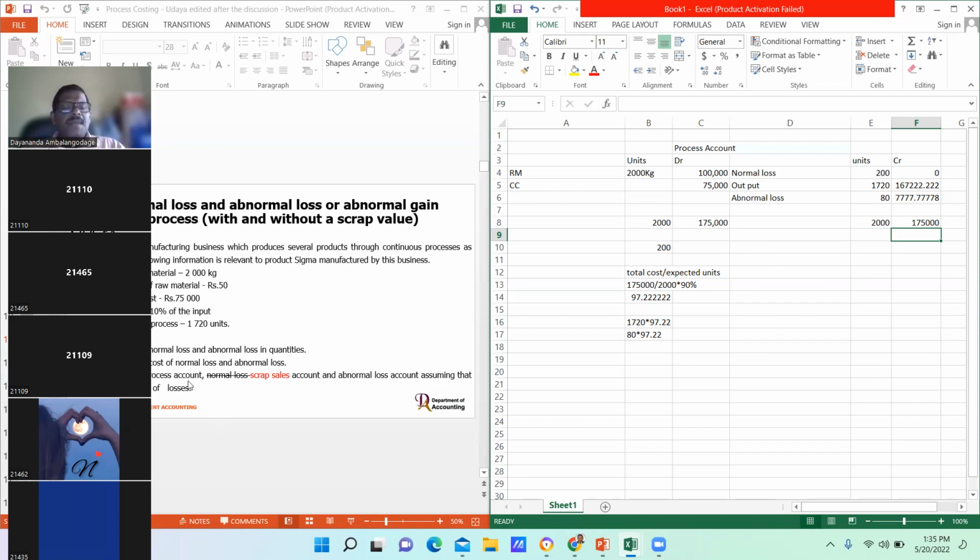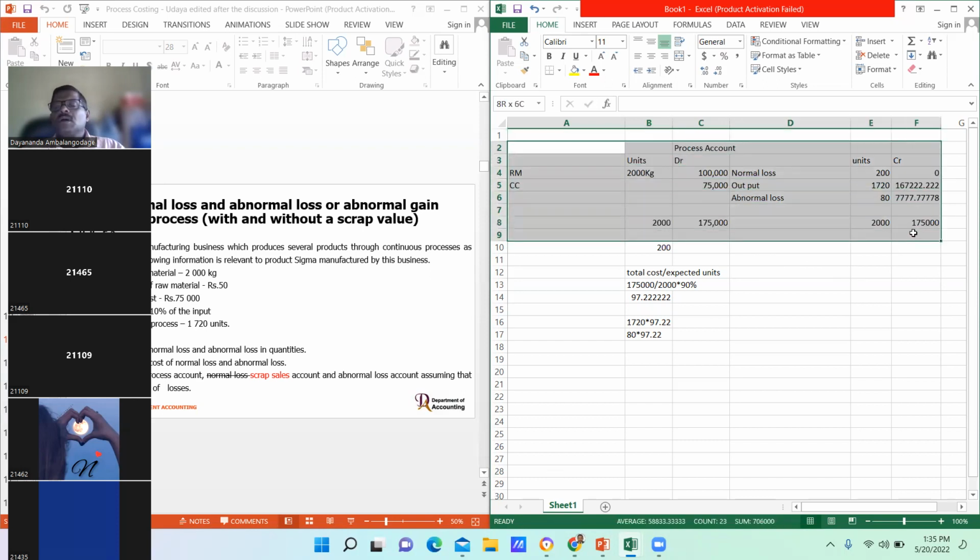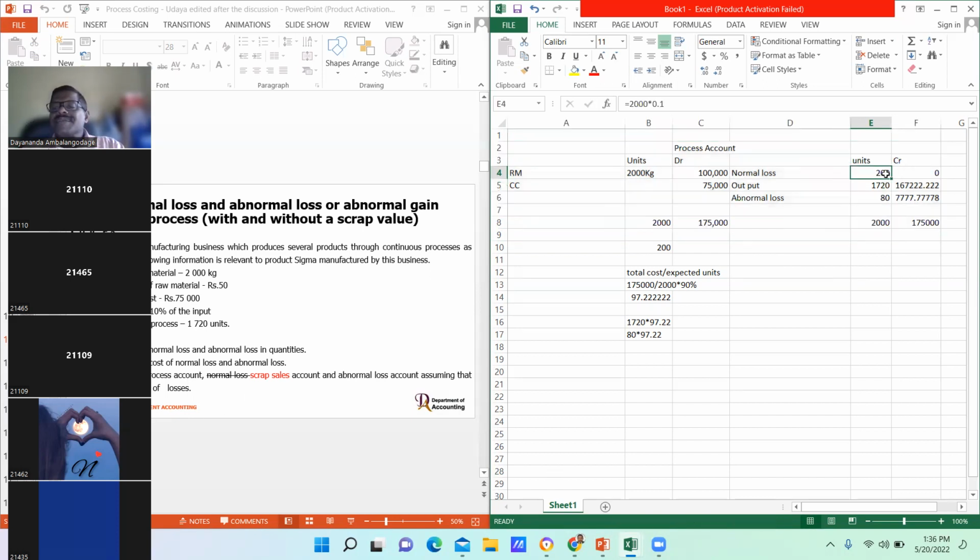Then the last question, prepare the process account. We have already prepared the process account. This is the process account. And the scrap sales account and abnormal loss account, assuming that there is no scrap value for losses. So with regard to this, scrap means damaged item losses, there is no value. So what we do is prepare only one account, the abnormal account.